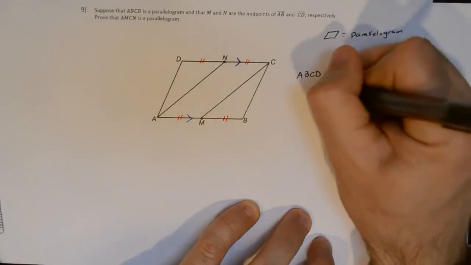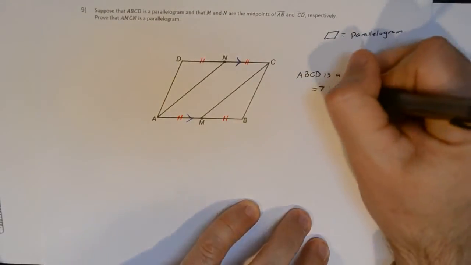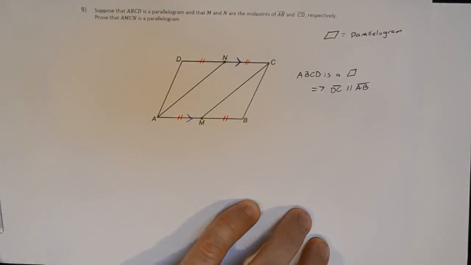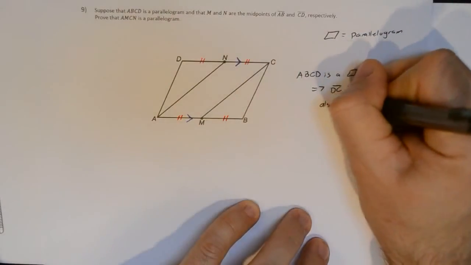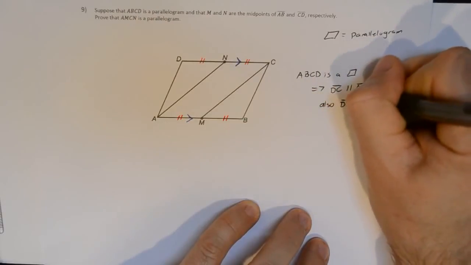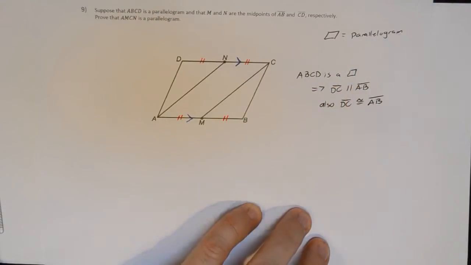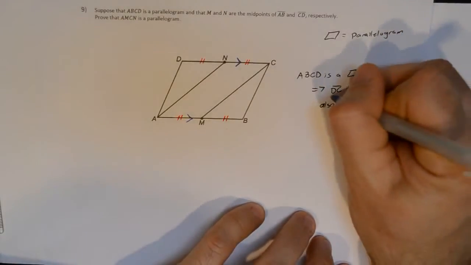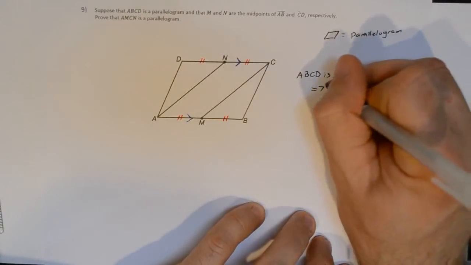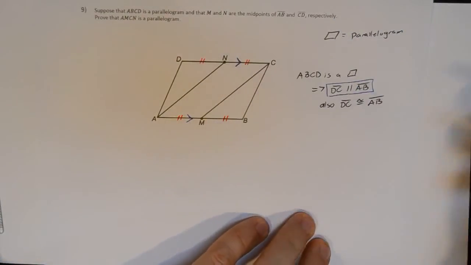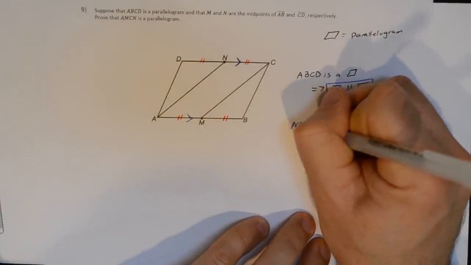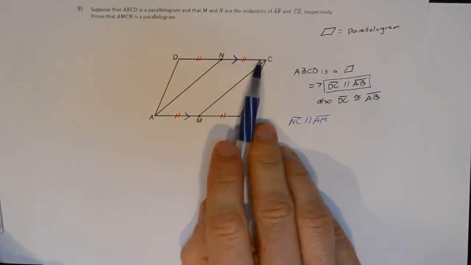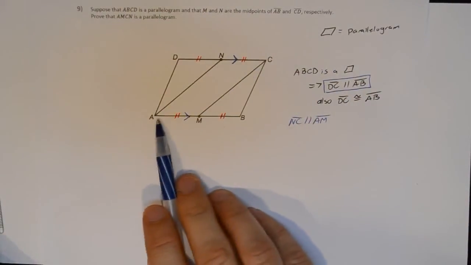So if ABCD is a parallelogram, therefore, that's what that double arrow means, side DC is parallel to side AB. Also, I may want to mention that side DC is congruent to side AB. Right, those are both going to be important for my argument here. So let's go ahead and color code a little bit. If DC is parallel to AB, then what can I say about this picture? Well, NC is going to be parallel to AM. Right? So this part NC of DC is going to be parallel to AM, this part of AB.